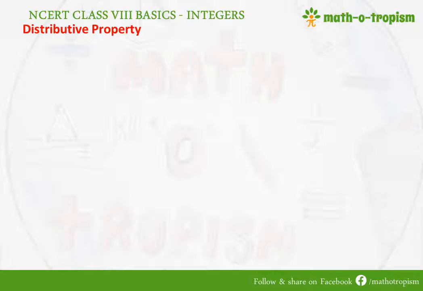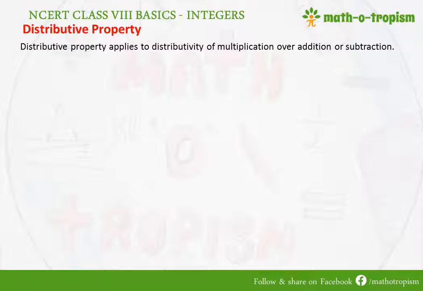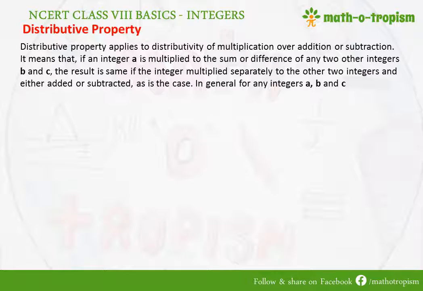See distributive property. It applies to distributivity of multiplication over addition or subtraction. So let us take three integers a, b, c. So a into b plus c is equal to a into b plus a into c. If we are taking two integers b and c and first adding it and multiplying with a, it is similar to multiplying the two integers separately with a and then adding together. Both will be the same answer.